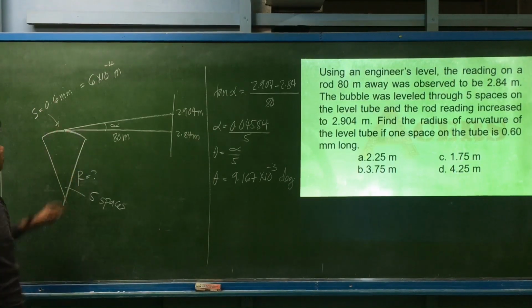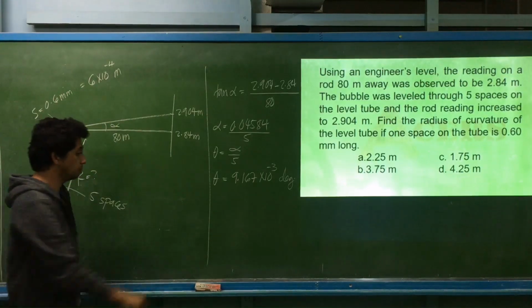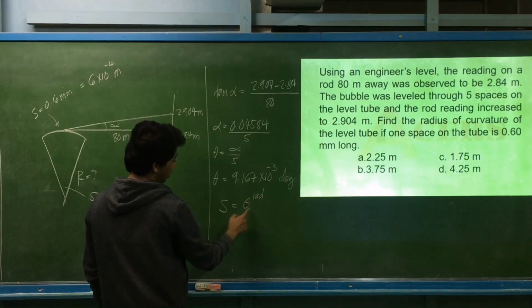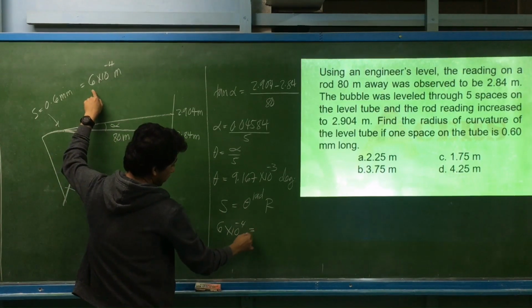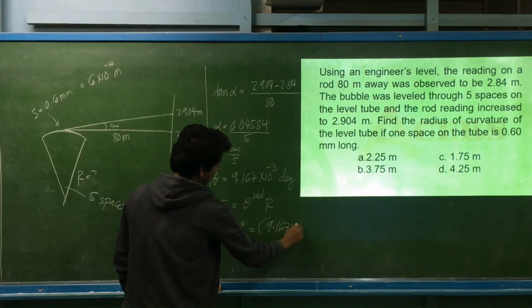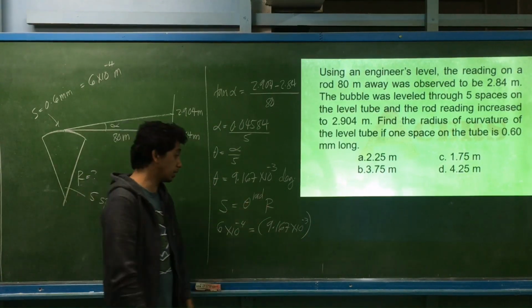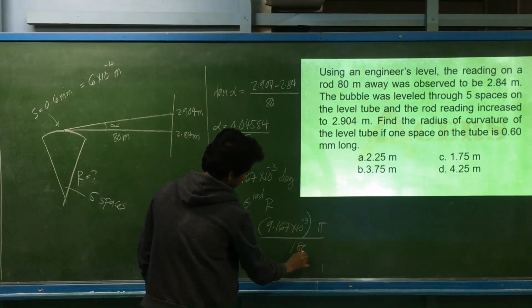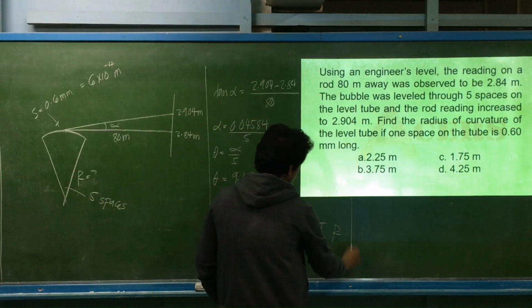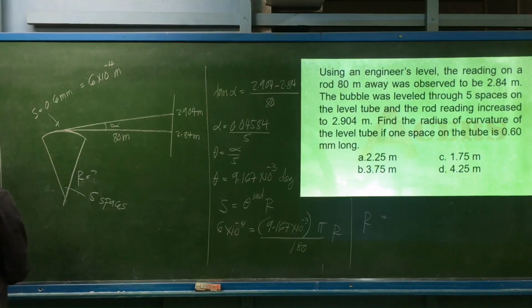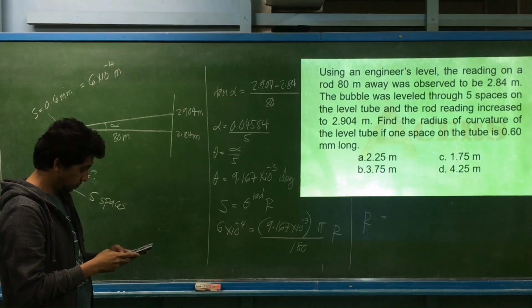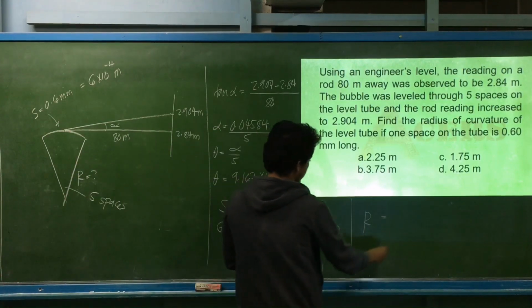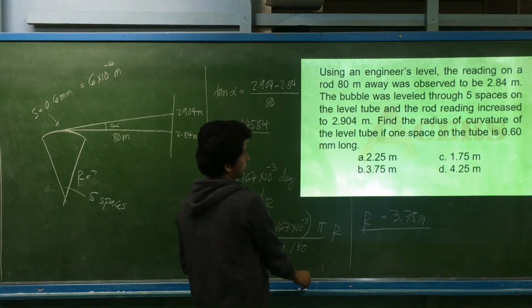So di ba paano ba kumuha ng arc length? This is the same as 6 times 10 raised to negative 4 meter, kasi yun yung given. Di ba arc length is equal to degree of the curve, gawin mo lang siyang radian, times the radius. So ganoon lang yung gagawin natin. This is 6 times 10 raised to negative 4 meter is equal to 9.167 times 10 raised to negative 3, this is in terms of degrees. Gawin lang natin radian times pi divided by 180, then multiply by the equivalent radius. Okay, so compute natin yung kanyang equivalent radius. And that will be equal to 3.75 meters. And that's choice letter B.